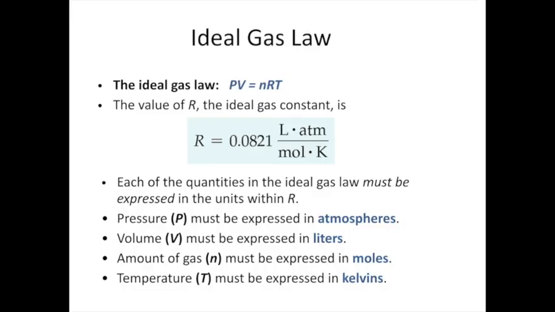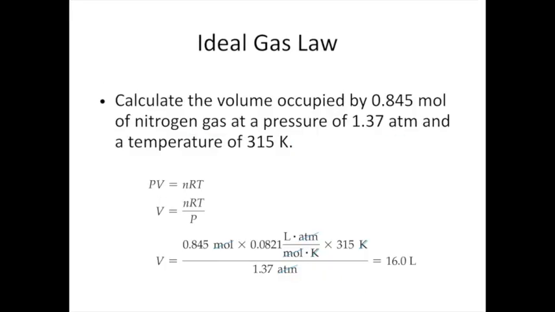Okay, let's put this equation to use right here. It says calculate the volume occupied by 0.845 moles of nitrogen gas at a pressure of 1.37 atm and a temperature of 315 Kelvin. So it specifically gives us volume, pressure, and temperature. Or no, I'm sorry, not volume. We're calculating volume. Moles, pressure, and temperature. So it's not giving us, this is what it was, this is where it's going. It's giving it right now what everything is. So we're going to plug it in.